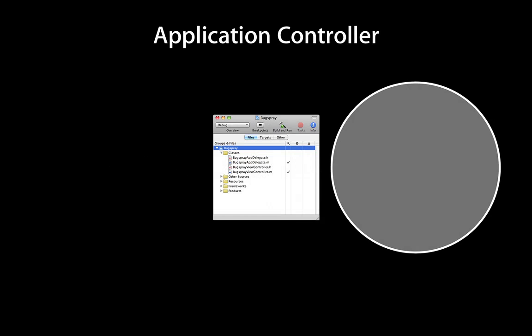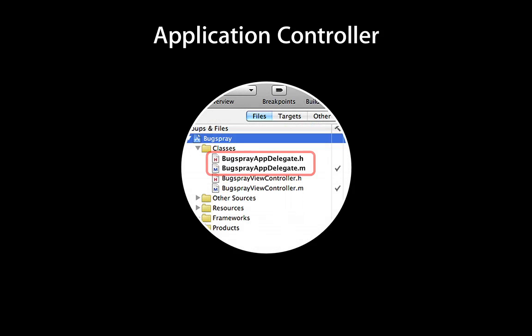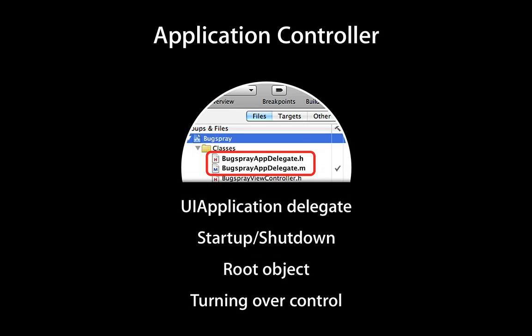So here's the application controller. Now focusing in, seriously, what's going on here is if you create a new project in Xcode and use one of the default templates for an iPhone or iPad project, you're going to get, as part of the template, one of these objects. The name of this project is Bug Spray, so I get a Bug Spray app delegate class given to me by the template. And so this is the application controller.